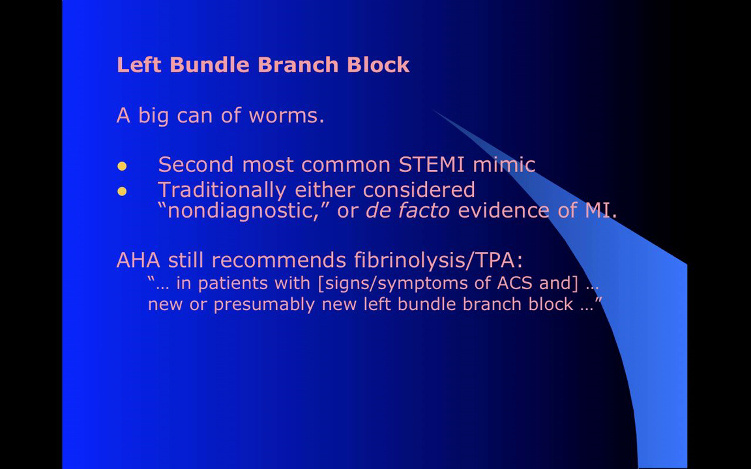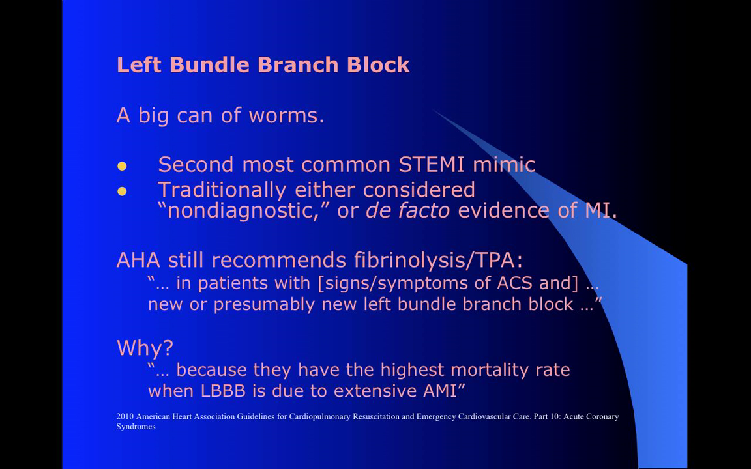Now, why would they say that? Because when you have a left bundle branch block, which is due to an extensive acute myocardial infarction, they have a very high mortality rate. So think about what they're saying there. They're not saying that people with new or presumed new left bundle branch blocks are probably having an MI. They're saying that if they're having an MI, they have very high mortality. They're a high-risk group.